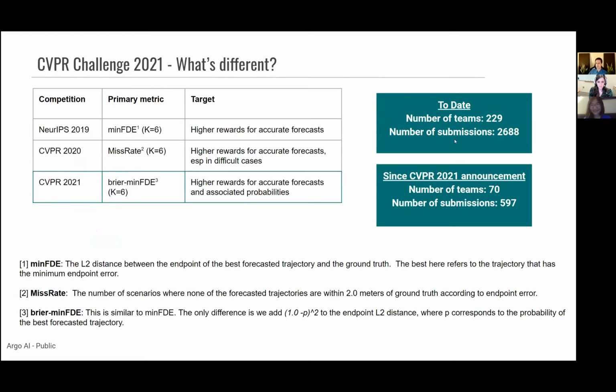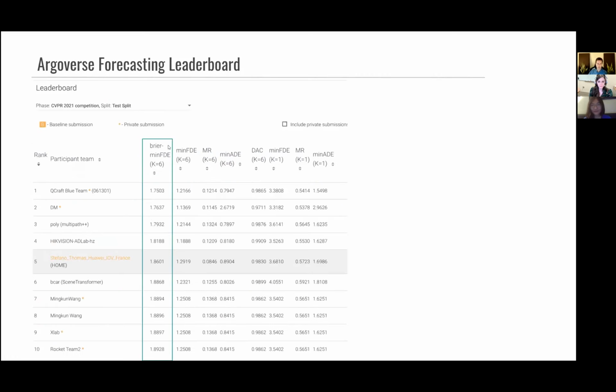And we've seen a lot of competition submissions, 229 teams over the course of the 2 years that this has been public, 70 teams in this most recent iteration. And a cool thing to see is that even though we've been switching the sorting metric for the leaderboard, and right now it's sorted by this Brier min FDE, and these are the top 5 methods, the top methods are doing better according to all of the metrics, which is definitely good to see, and dramatically better than the baselines we started with years ago.